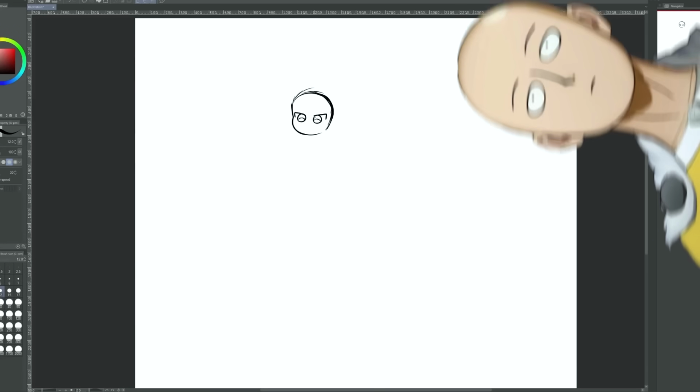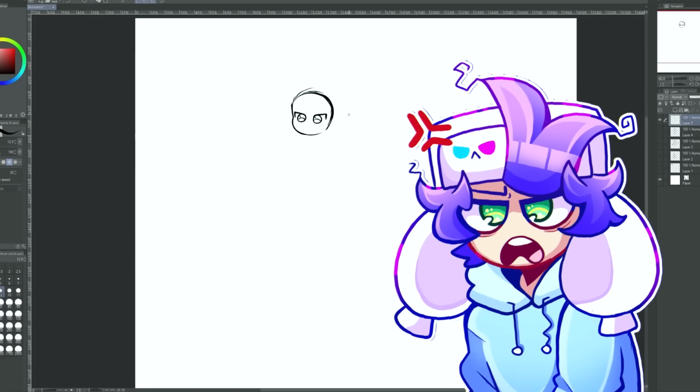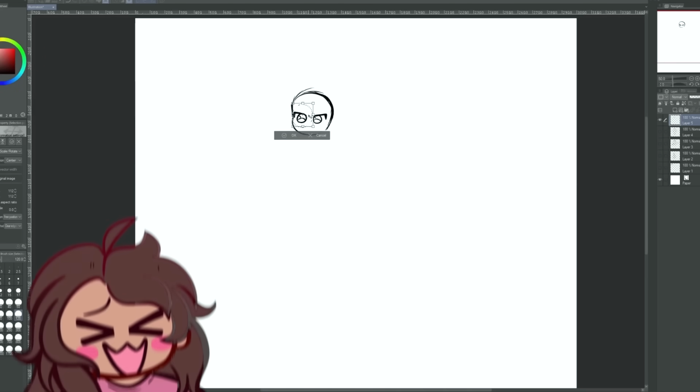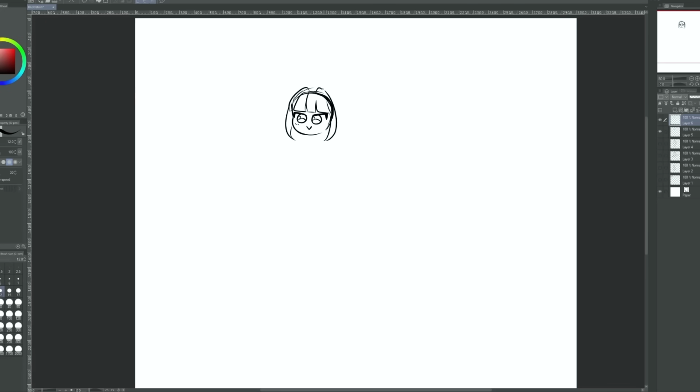Wait, is this One Punch Man? No. Wait. Okay, if the last three were muscly, then this is probably a girl. Okay, I'll give you that. It is a girl. It's anime. Wait, is this Velma? No. Why would I draw Velma like this?